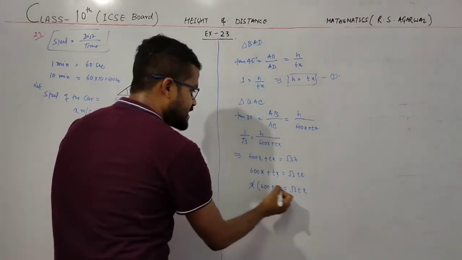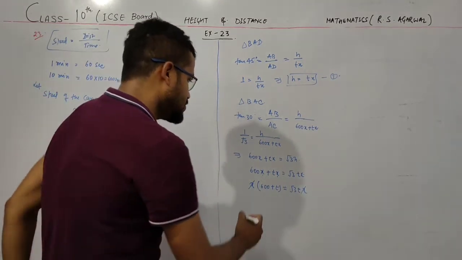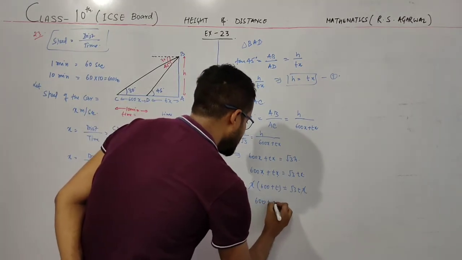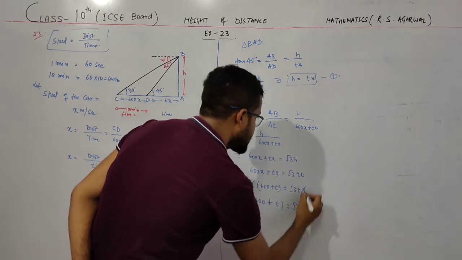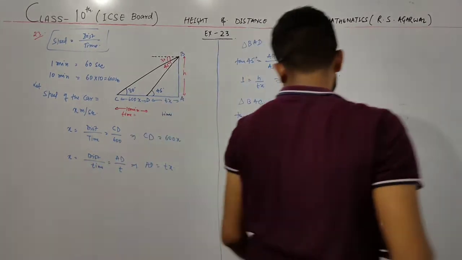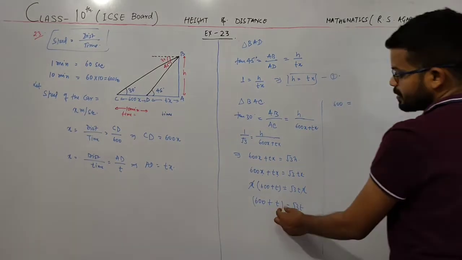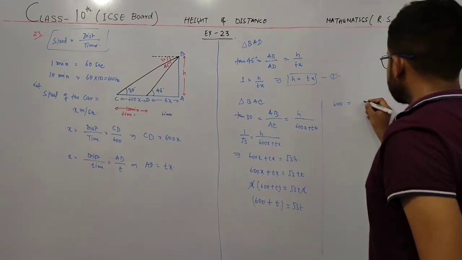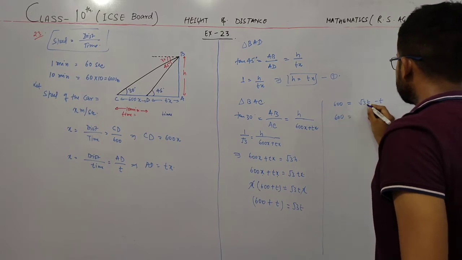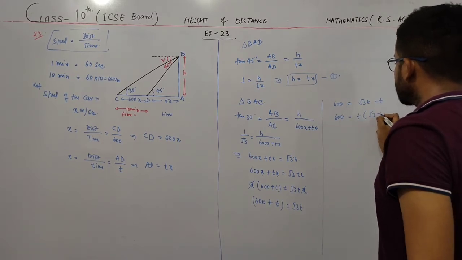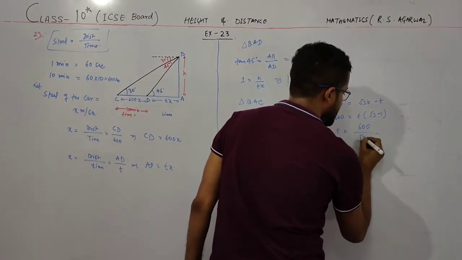Okay, this x and this x will be cancelled out. So the remaining is 600 plus t is equals to root 3t. Now this is 600. If I bring this t to the right hand side, so this is root 3t minus t. So 600 is equals to, I take t as common, root 3 minus 1. So t is equals to 600 divided by root 3 minus 1.